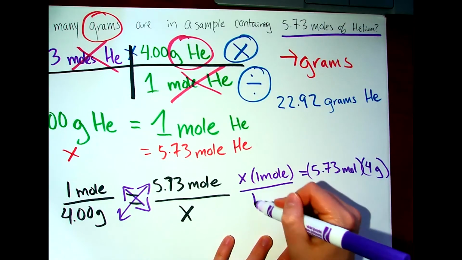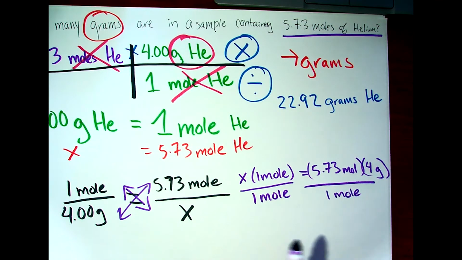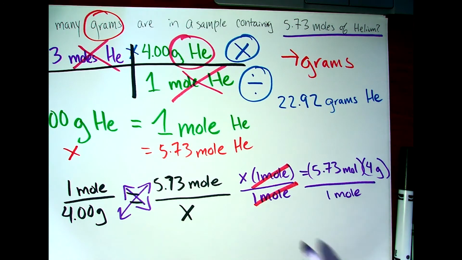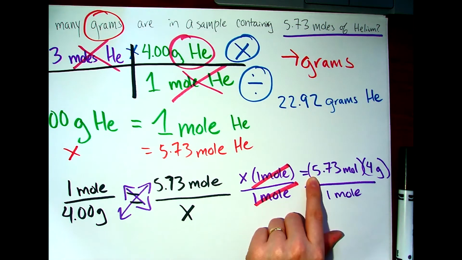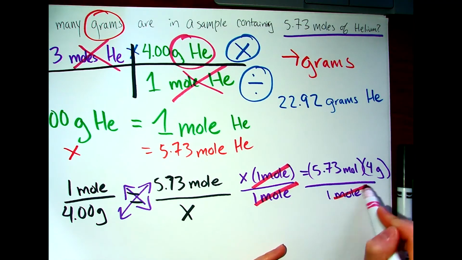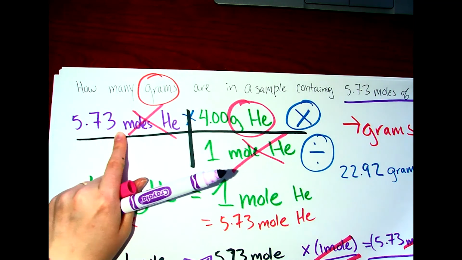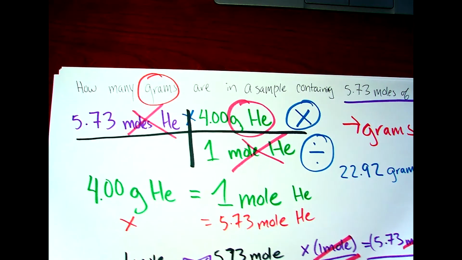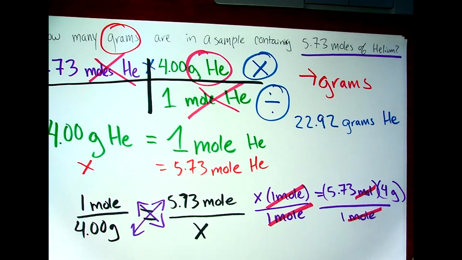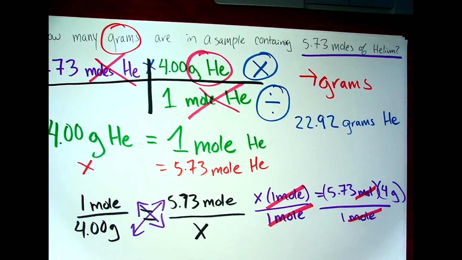Now we'll divide by 1 mole on this side because we need to get x by itself. When we do that, cancel that out. And now x equals 5.73 moles times 4 grams divided by moles. We'll see that these moles will also cancel out. And it's exactly what we've written here. 5.73 times 4 divided by 1. So 2 different ways to solve the problem. When our problems start getting longer and longer, though, this way will save you a little bit of time because you can solve them just a bit faster.